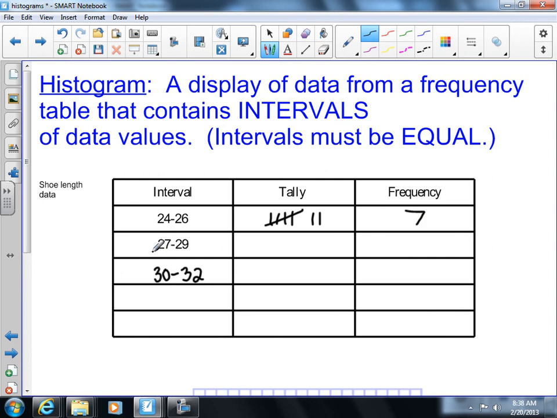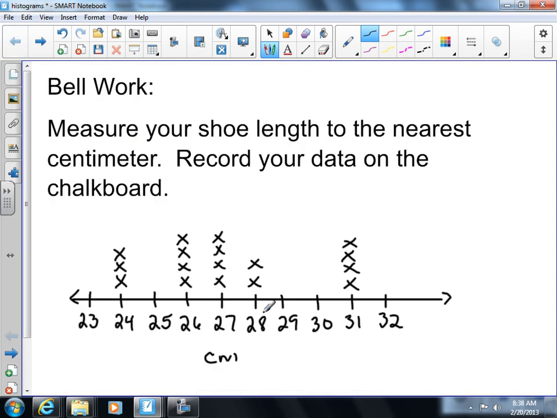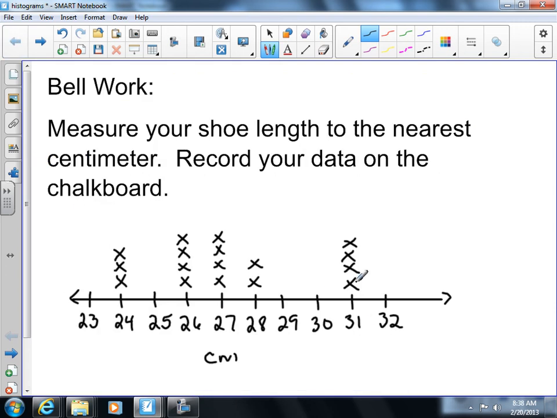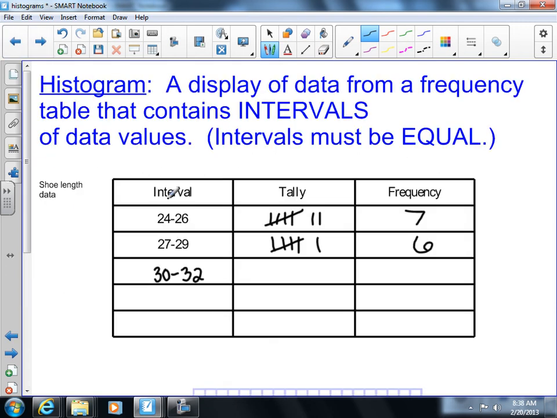Okay, how many did I have in the 27 to 29? We have 1, 2, 3, 4, 5, 6. And in the 30 to 32 range, it looks like I have 4. Thumbs up if you're okay with that.